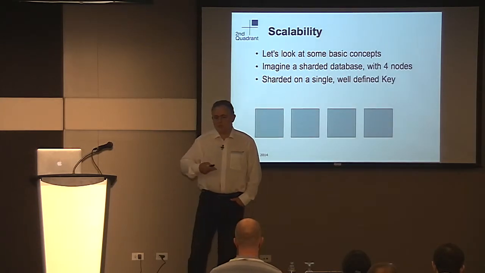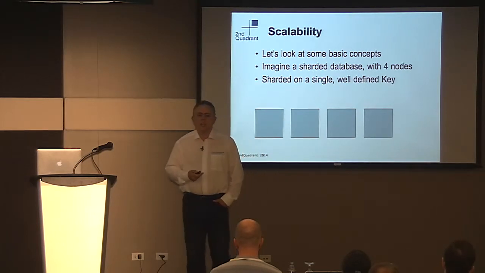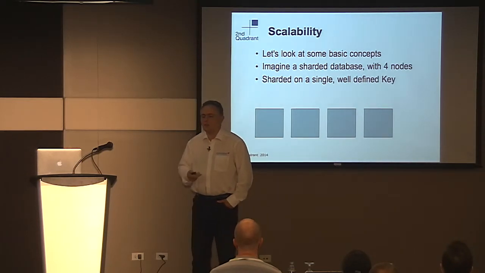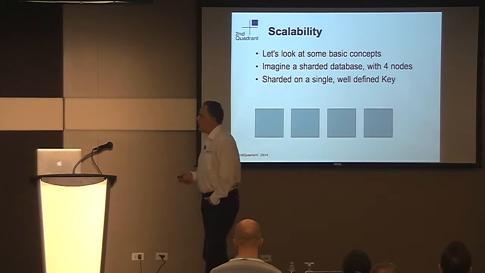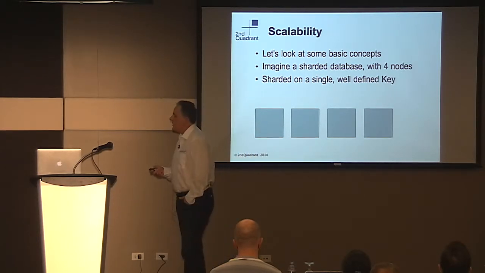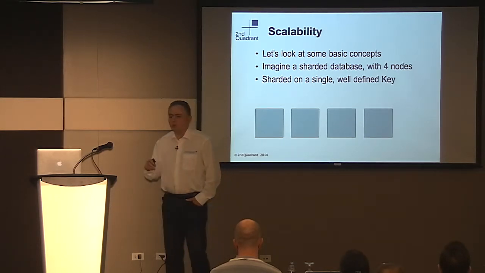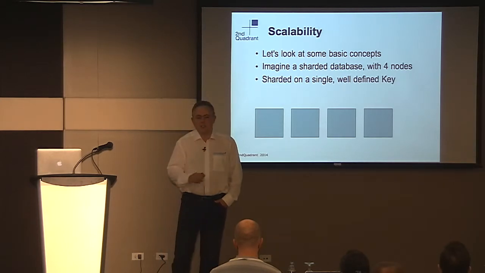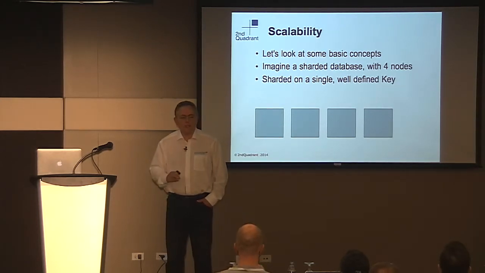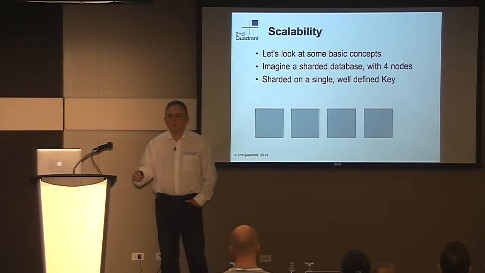What I'd like to do is just to have a look at some basic points around the scalability. So I've just come up with a very simple architectural model to allow us to discuss that. So if you imagine that we've got a sharded database with 4 nodes, and there's a single well-defined shard key, so that the data is evenly or roughly evenly spread across those 4 nodes. Okay, so these are not fully replicated databases. This is a single data store spread across multiple nodes.